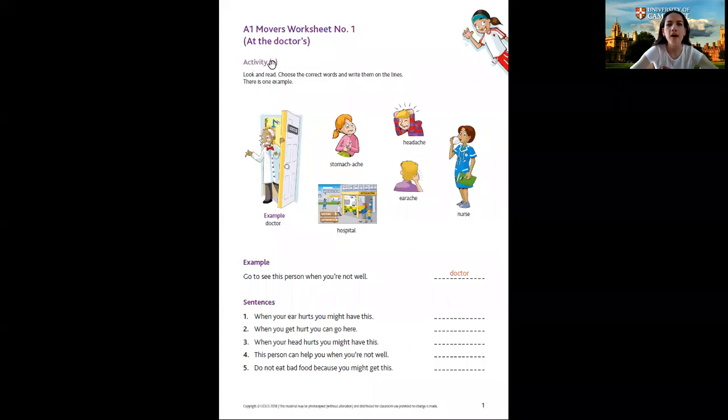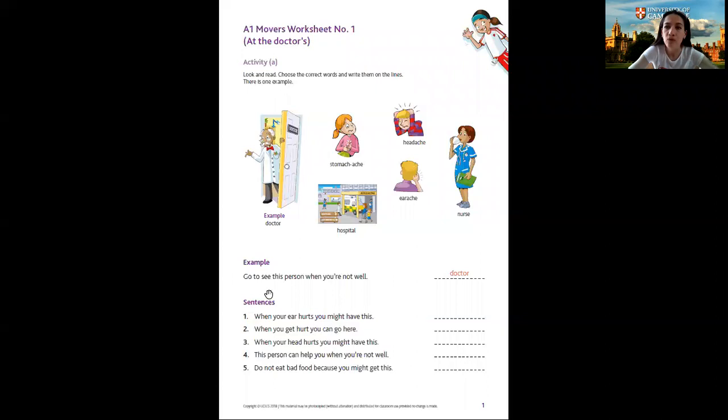This is not the example. The exercises are very similar. In part one, you have to look and read and choose the correct words and write them on the lines. It's very similar to the Cambridge test, okay? First of all, you have to check what the sentence says. First, you observe the pictures: doctor, stomachache, headache, nurse, earache, and hospital.